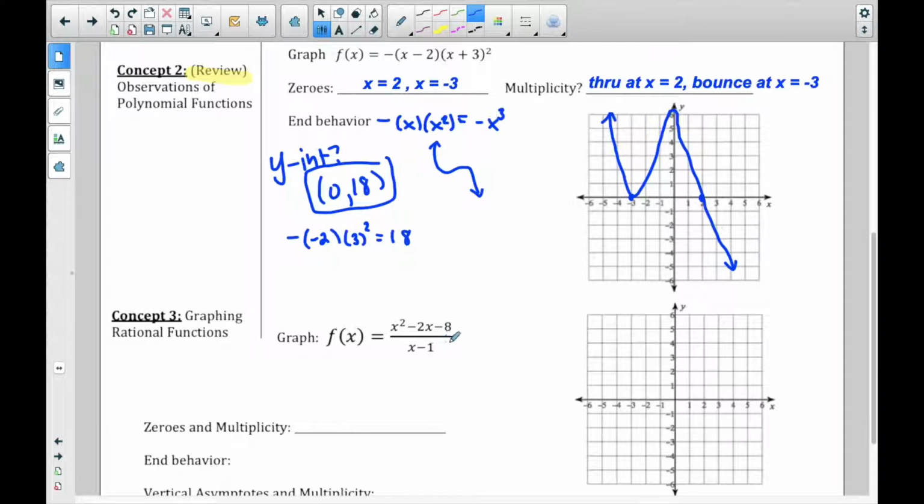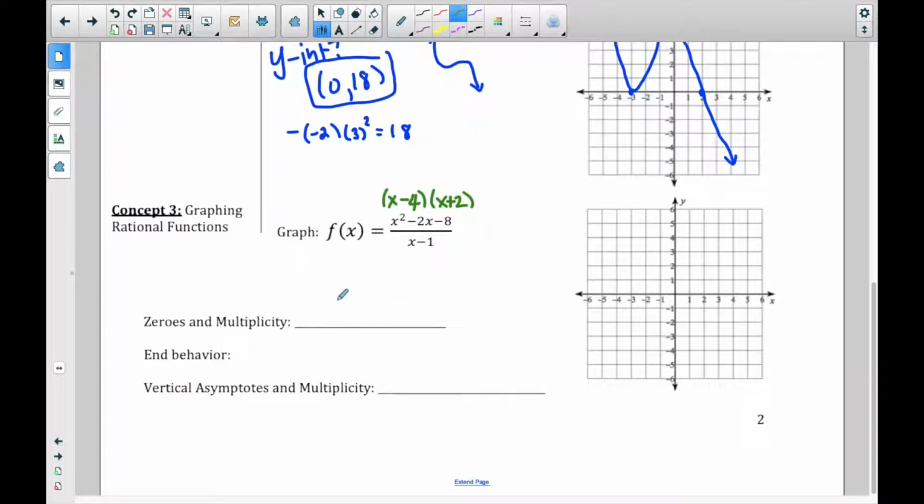Well, what's new is, what if I throw a fraction in there? And what is that going to do to things? Well, as we look at this function, I think you know what the first thing is going to be, and that's going to be factor this. So let's go ahead and factor this, because now we're going to look at all of that information that we need about the graph. So what are the zeros? Well, the zeros come from the numerator. And so my zeros are positive 4 and negative 2. As far as multiplicity goes, again, that would be powers, so there is none. There's no multiplicity, we just go through on both of them.